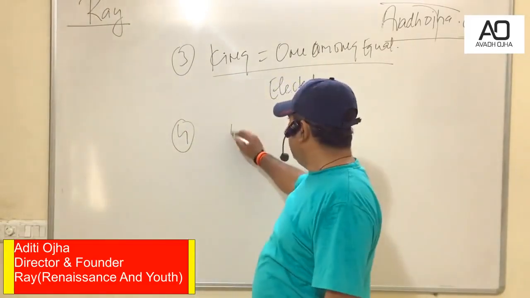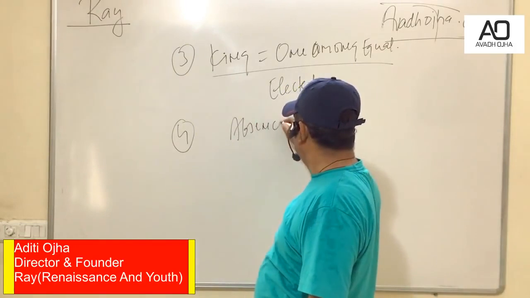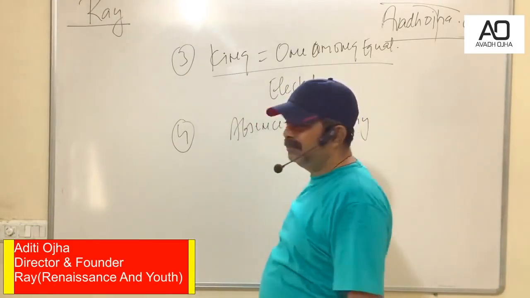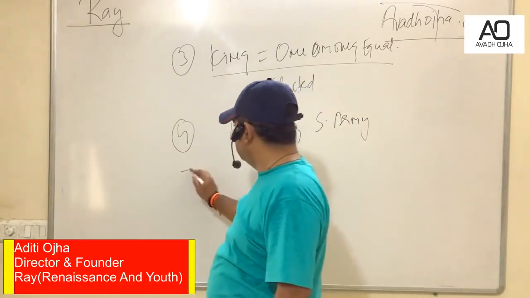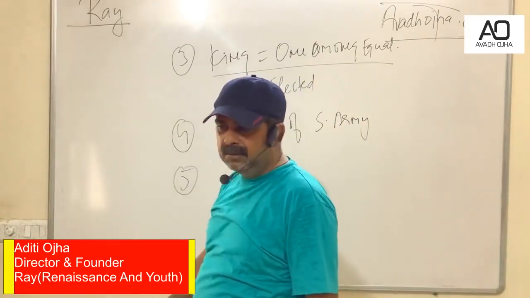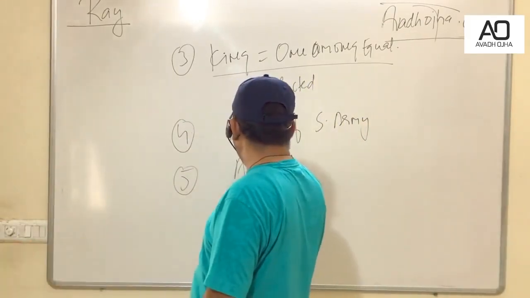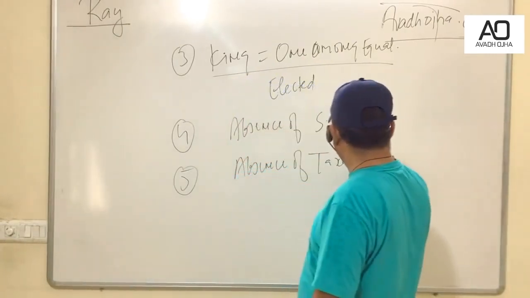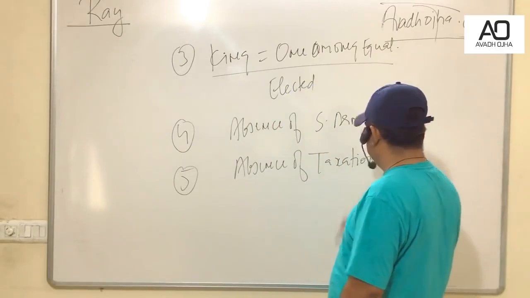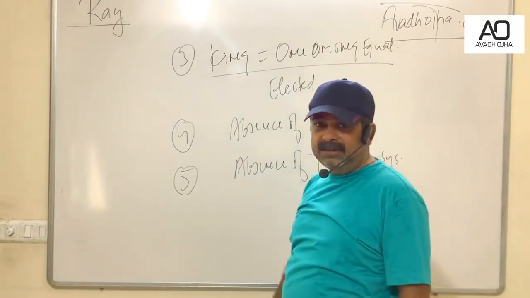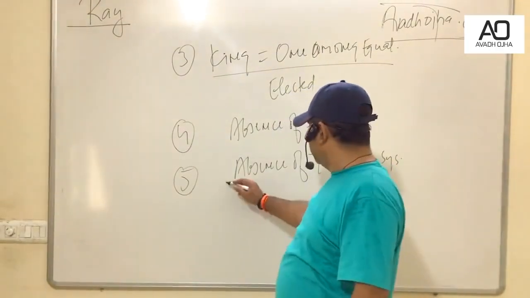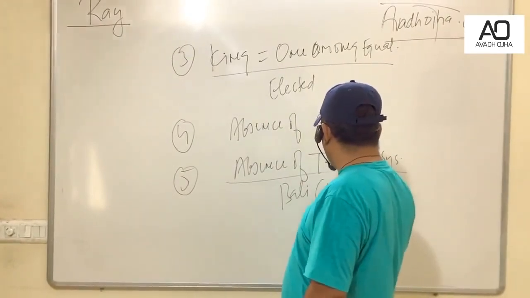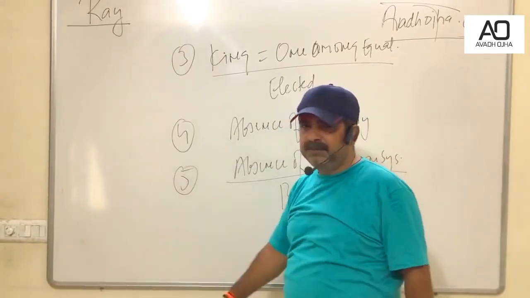Fourth, absence of standing army. Reason? Absence of taxation system. Although the king got Bali, that is voluntary gifts.